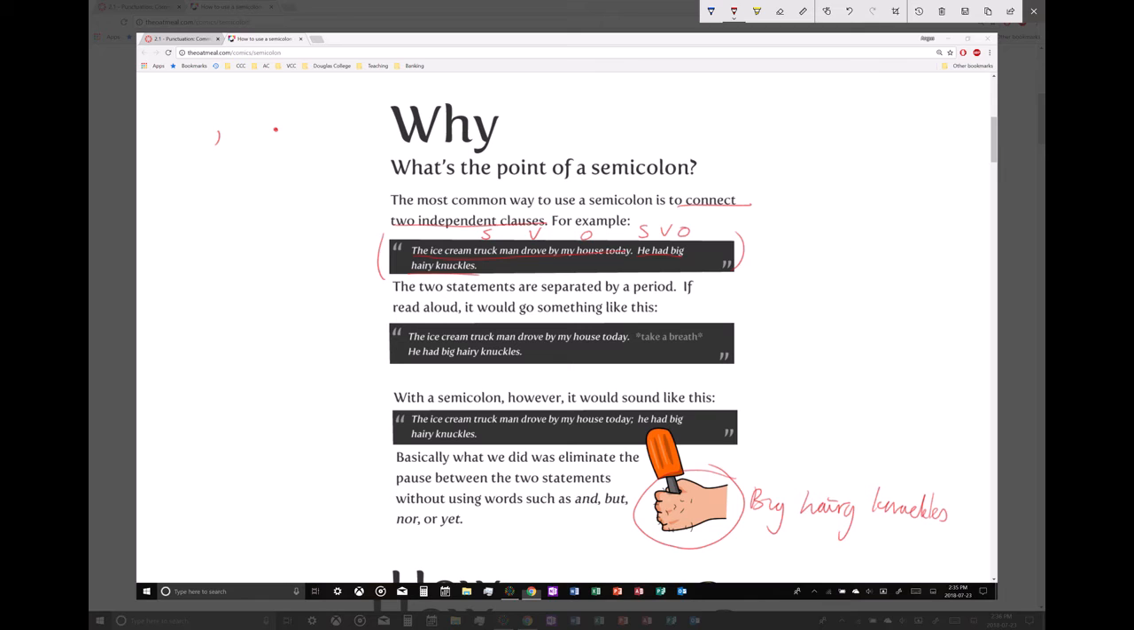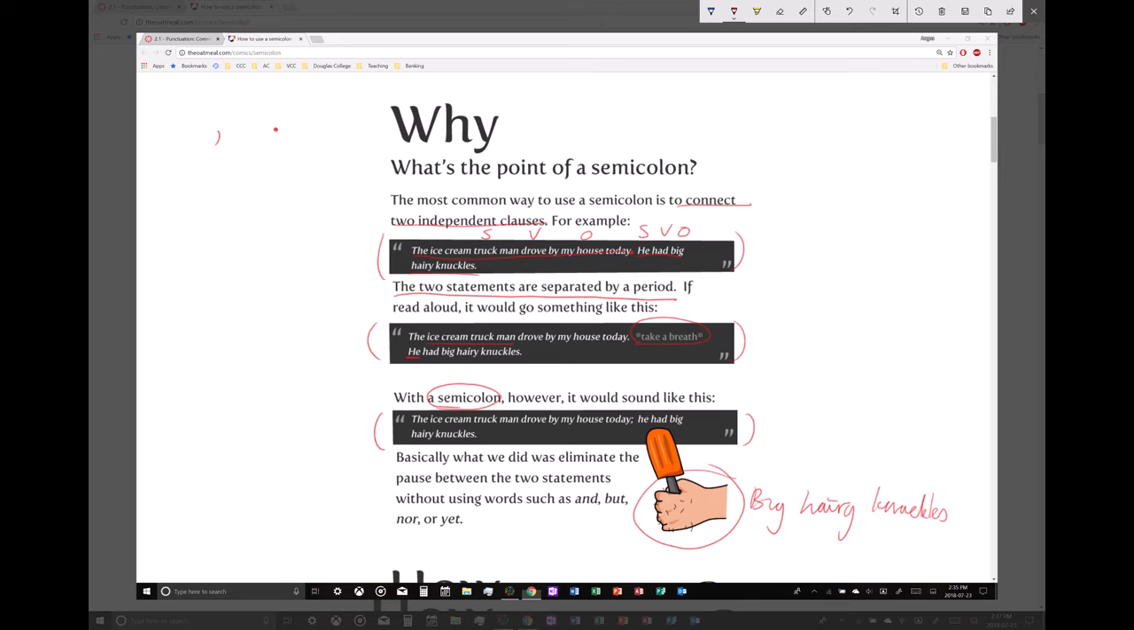Normally you can write these two sentences separately with a period in between them. When you have a period, you are taking a big breath to pause in between. So it might read something like this. The ice cream truck man drove by my house today. He had big hairy knuckles. If the sentences are related, and it's talking about the ice cream truck man, and you want to connect them better, you can use a semicolon instead. There's no pause, and it might sound like this. The ice cream truck man drove by my house today; he had big hairy knuckles.